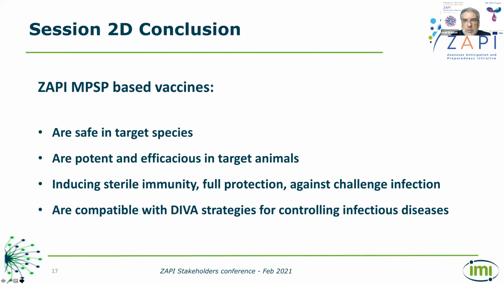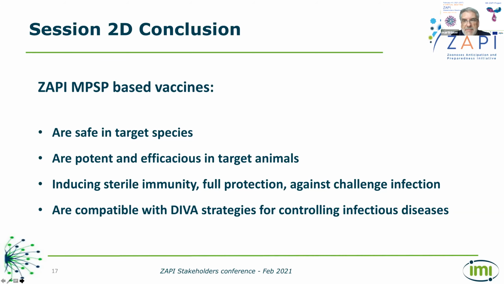So some conclusions before I hand over. I think all these vaccines look really, really good and safe in the target species, highly potent and efficacious. We see sterile immunity, and the Rift Valley trials see it.